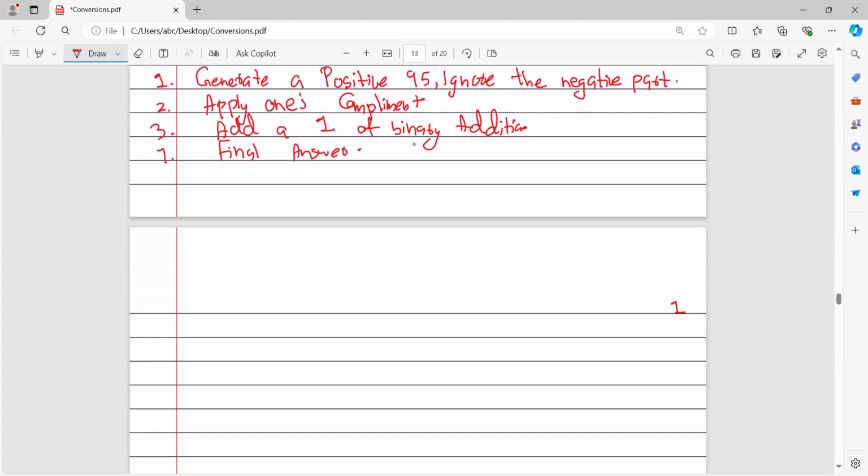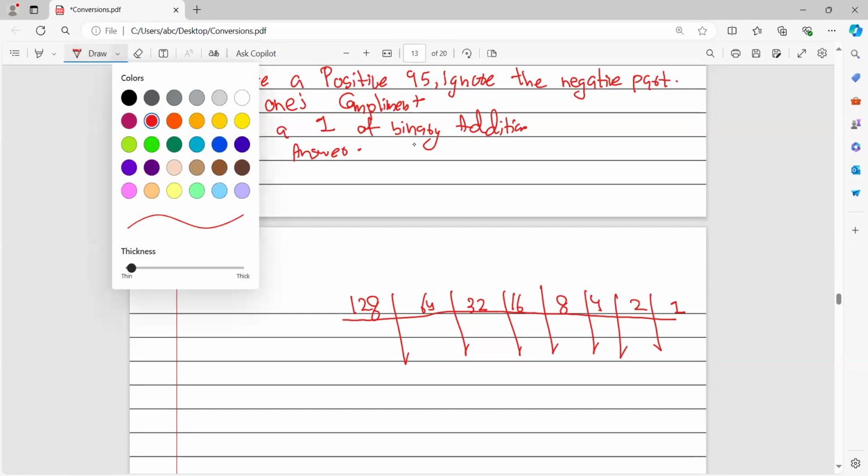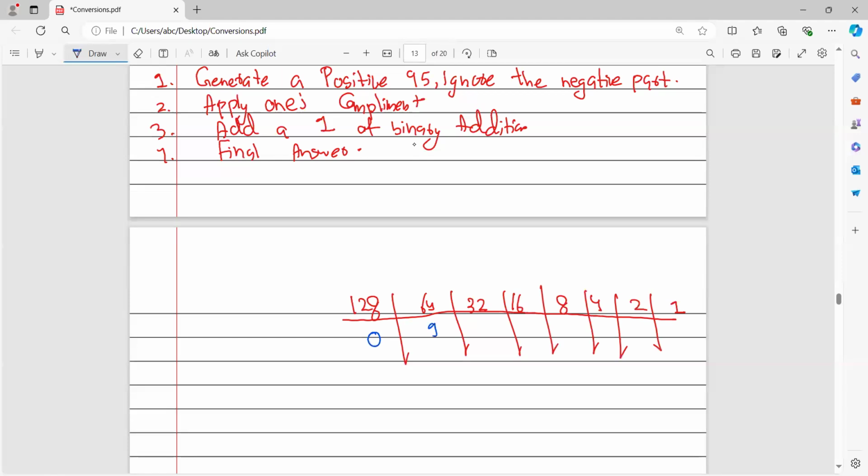So for that, I'm going to use the same series. It's going to be 1, 2, 4, 8, 16, 32, 64, 128. And right now, what I wish to have right here is a positive number of 95. So 128 is obviously greater than 95. So I'm not going to take that. This is going to be 0 and this is going to be 1. So 64 plus 32 is basically 96. So 96 is a number greater than that. I need 95. So I'm not going to take that.